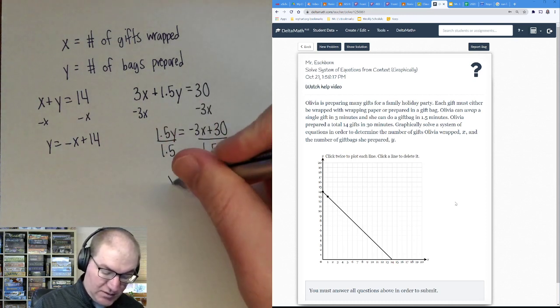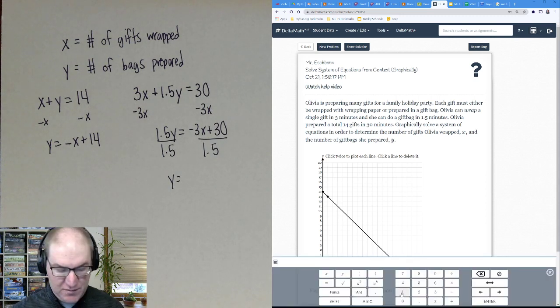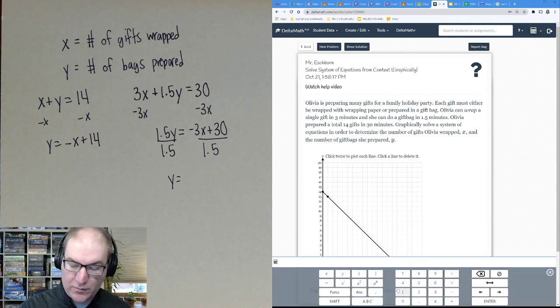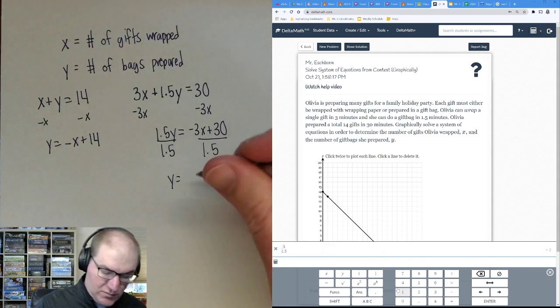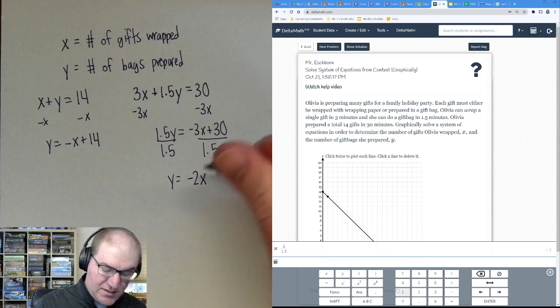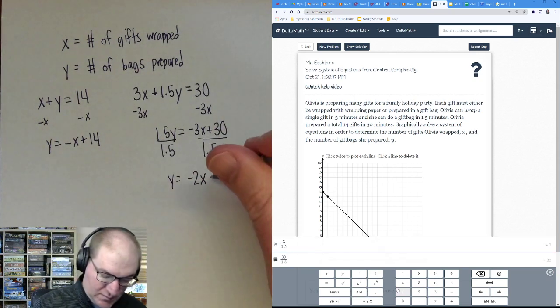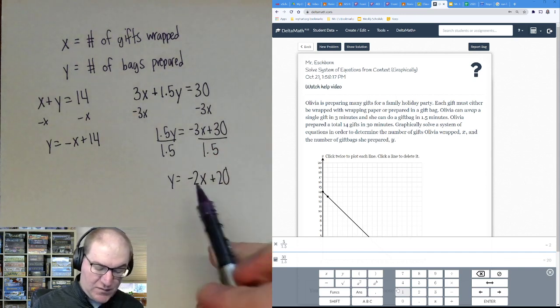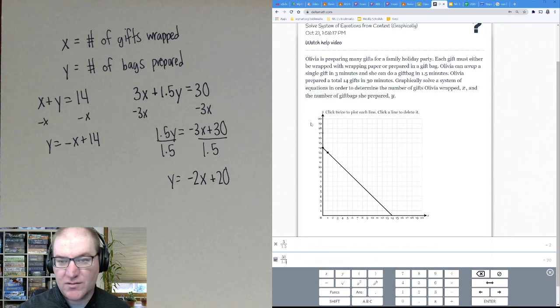Let me get my calculator handy here. So we need to do 3 divided by 1.5 is equal to 2. So this is going to be negative 2x. And 30 divided by 1.5 is 20. So y is equal to negative 2x plus 20. That means we're going to start at the 20, and my slope is negative 2. That means down 2 and over 1.